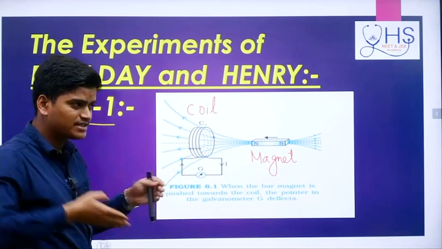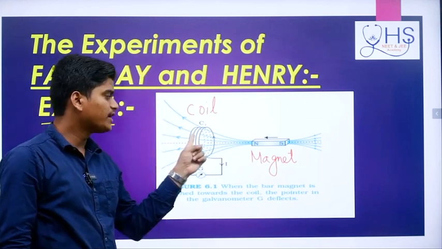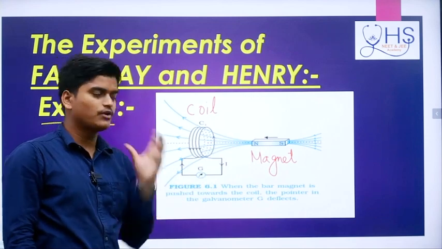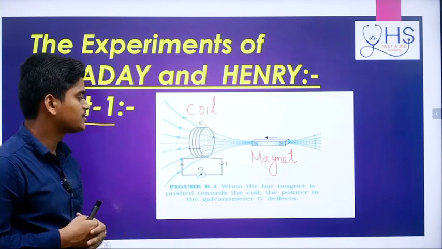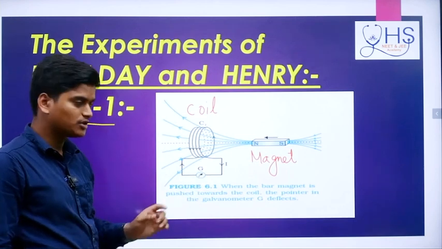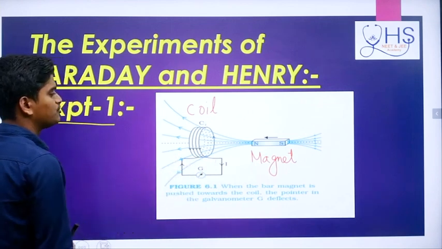That means some lines are passing through the surface. If lines are passing through the surface, then definitely some flux will be there. So previously zero flux, when the magnet came, some flux is there. So there is a change in flux. Due to that change in flux, some current is developed. That is basically Faraday's law. So current is inducing, that is induced current.